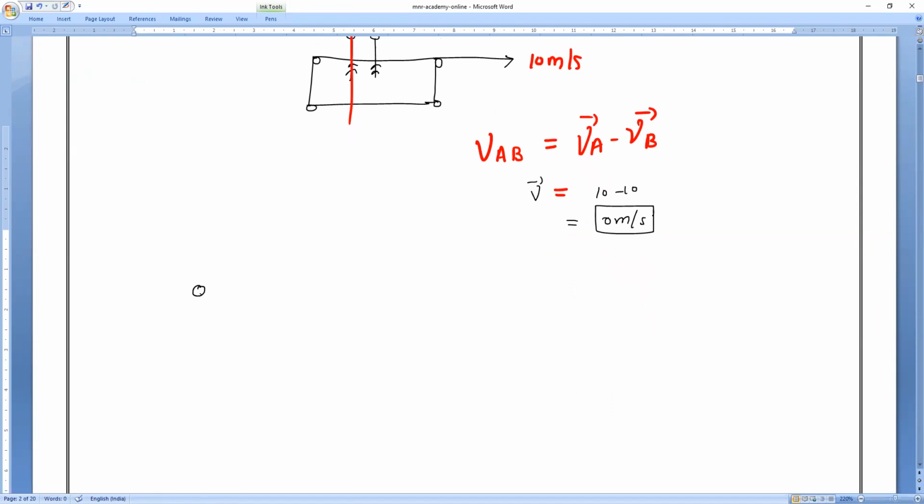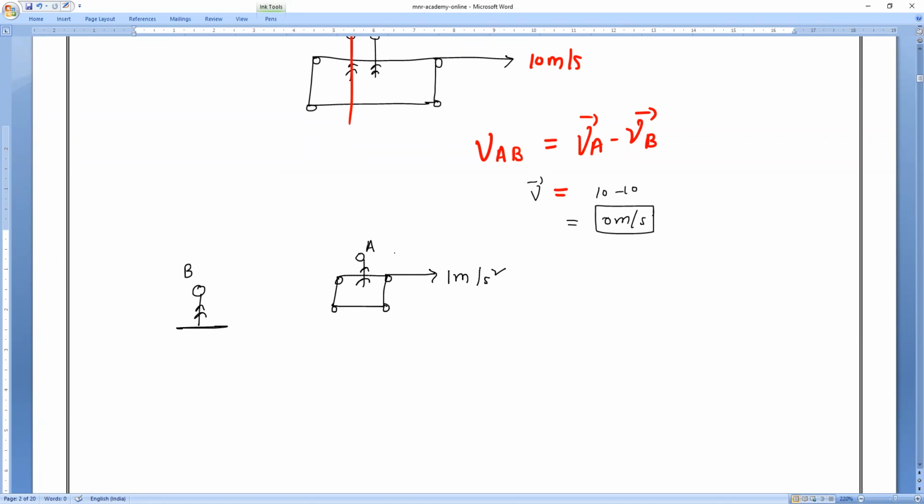So observe very carefully. Observer B is on the ground. Now, a person A is traveling in a trolley with an acceleration of 1 meter per second square.